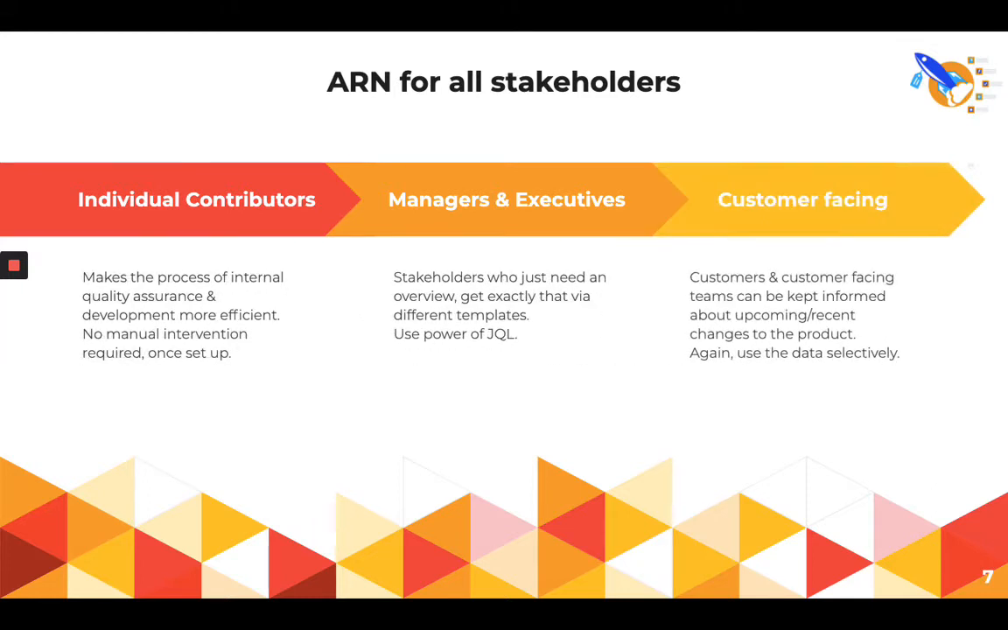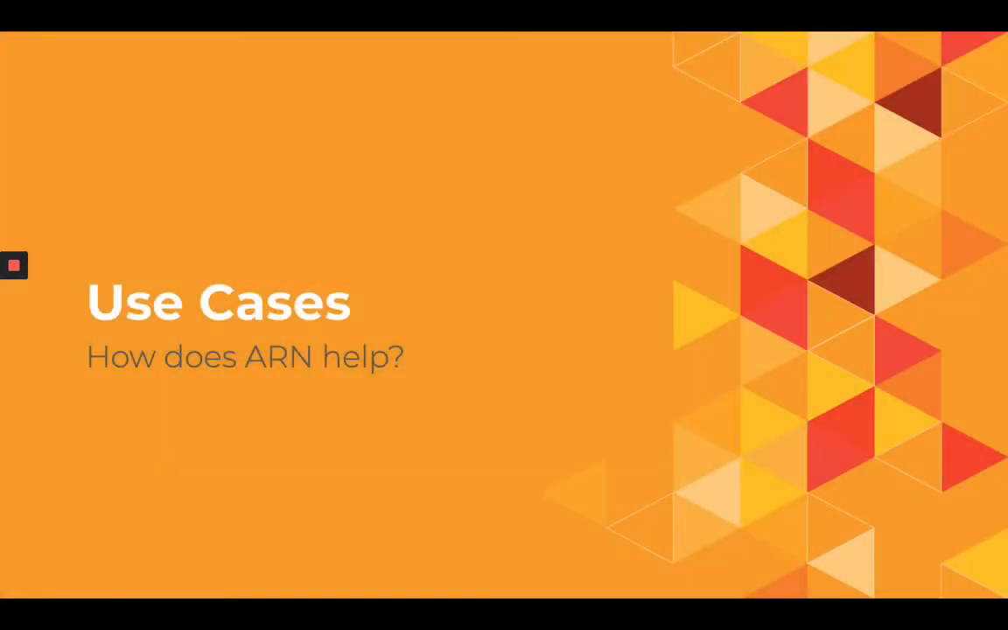And last but not the least, you have the customer facing stakeholders. These are the teams who are interested in knowing more about upcoming changes to the product or changes that have recently happened. Again, the data contained in the release notes for these people needs to be selective. It cannot be everything included within your release. And that is where, again, the power of JQL and multiple formats and templates comes into the picture. Now, what are some of the use cases that automated release notes is trying to help you with?